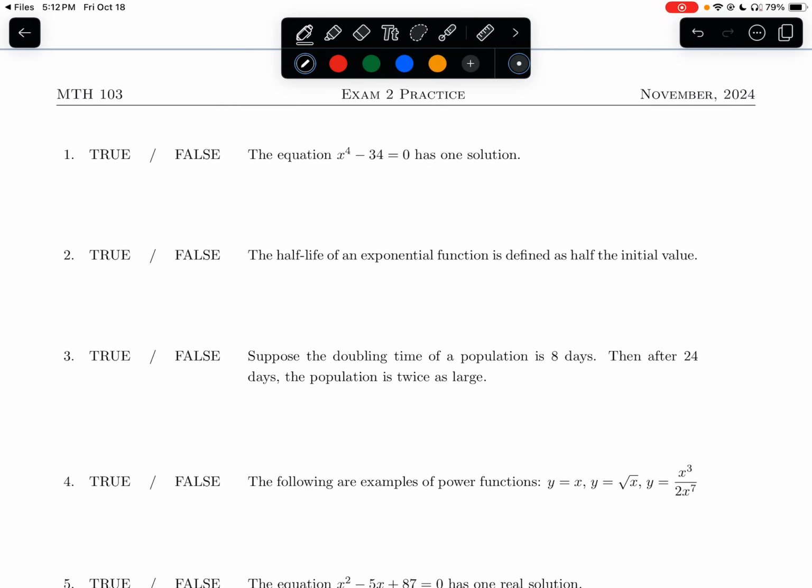So starting with the true-false, this equation has only one solution. Well, if we wanted to solve it, we would add the 34 to the right-hand side. So we'd have x to the fourth equals 34. And if we then take the fourth root of both sides, then on the left we just have x, and on the right we have the fourth root of 34. But because we took an even root, being the fourth root, and 34 is positive, we actually have a plus or minus value as well. So it can be the positive version of this number or the negative version, and so the answer is false because there are two solutions.